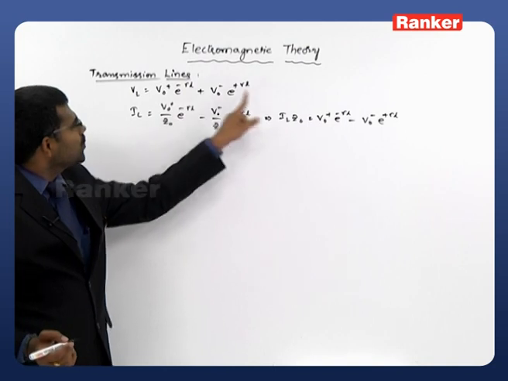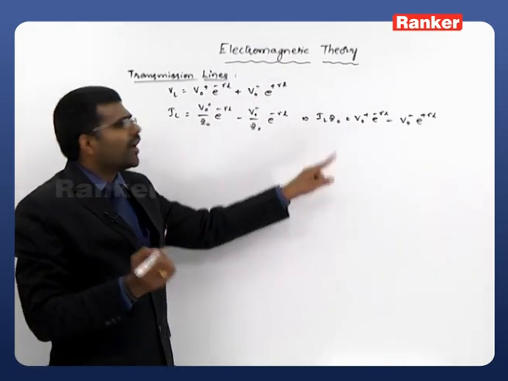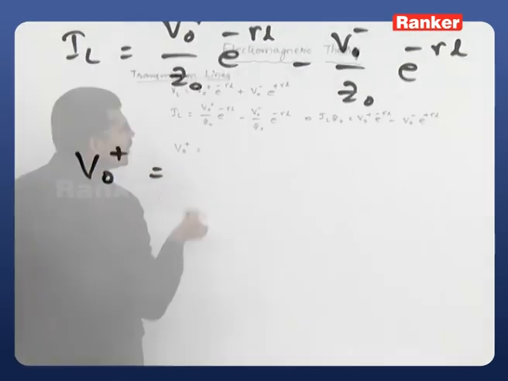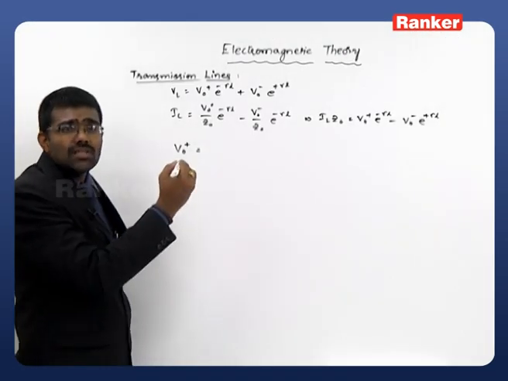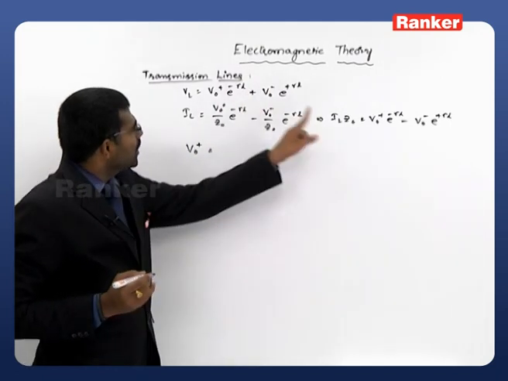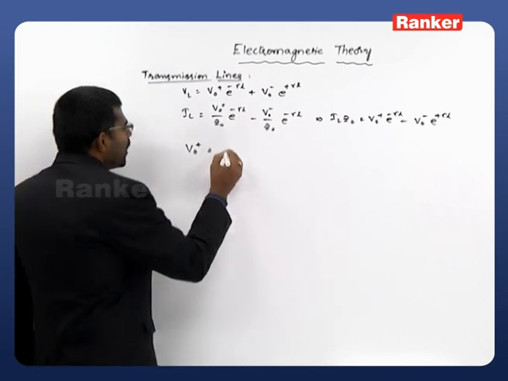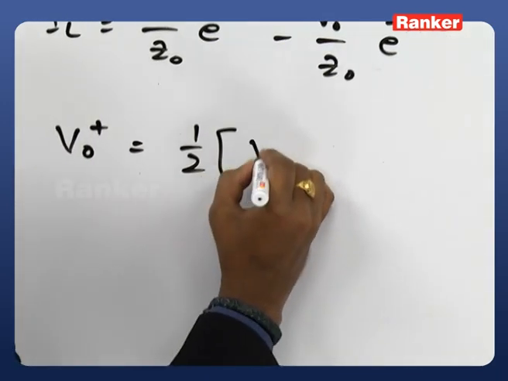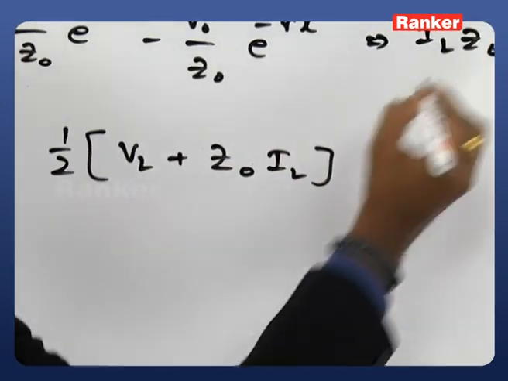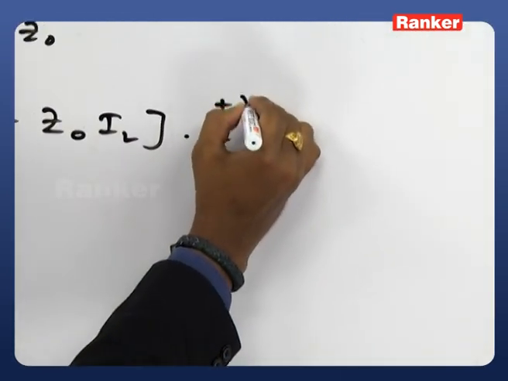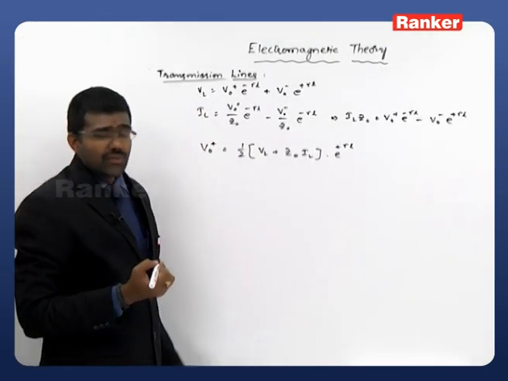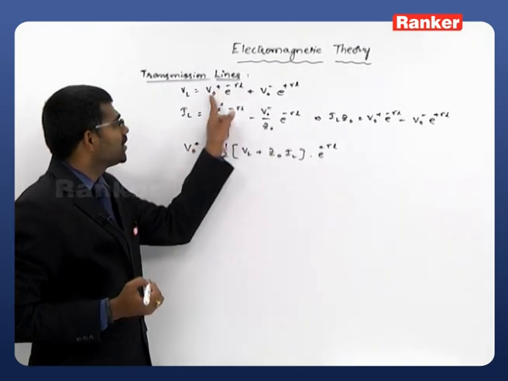So what you do is just add them. If you add them and simplify, you will get an exclusive equation for V naught plus, the magnitude of the voltage which is traveling in positive Z direction. V naught plus equals, adding these two, what I will get is 1 by 2 of V_L plus Z naught I_L, here we have e power minus gamma L, that becomes e power plus gamma L. Clearly the magnitude of the voltage travelling in positive z direction will be like this.